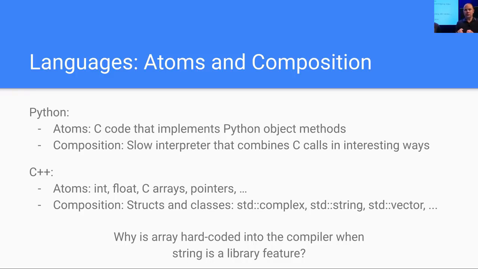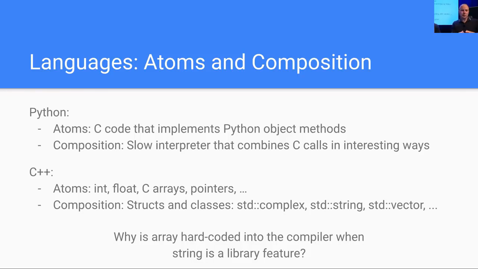And then what the Python interpreter does is it decides what C functions to call in what order and on what data. And so the Python interpreter is slow, and so the Python program ends up being slow, even if the C pieces are fast. C++ is another language. C++ is a little bit different. In C++, the atoms are built-in things like integers and floats and arrays and pointers and things like that. And then a C++ programmer can use structs and classes to build complex numbers or strings or its variable size array thing in the library.